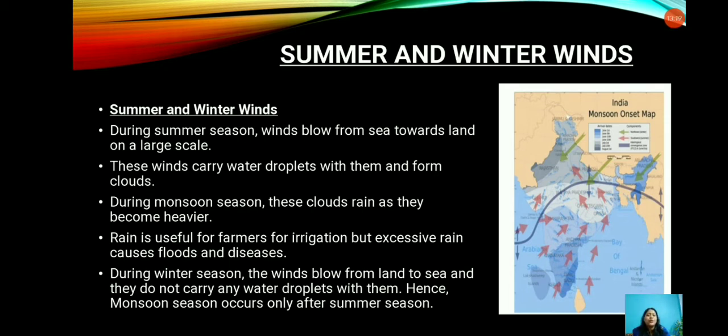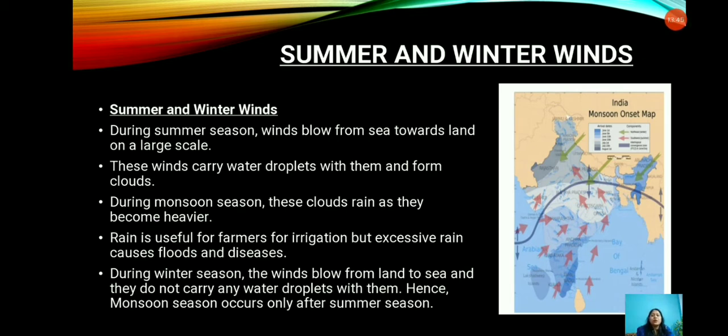So what happens during the summer season? The wind blows from the sea towards the land on a large scale. Because during the daytime the land gets heated faster and the air which is present on that area will rise up, and as a result the wind blows from the sea towards the land.